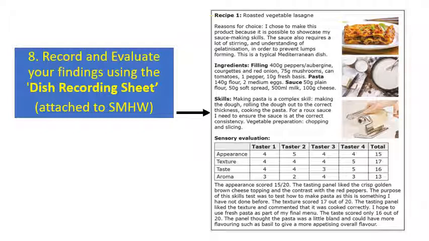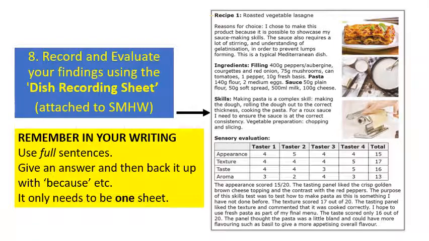And then you have your ingredients. Please don't put the method, you just put the ingredients in there. You can see on the example there. The skills being: did you make bread? Did you make a dough? Did you make a sauce? What knife skills did you use? What cooking methods did you use? What techniques did you use? These are all skills that you can put in there and say, this is what I did towards making my dish. And then you have your sensory evaluation.